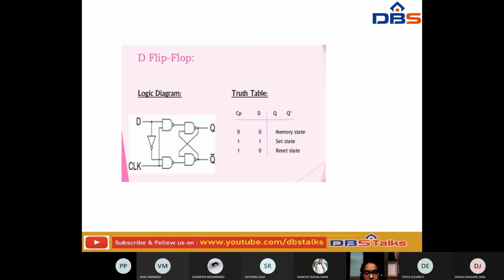How many states do we have here? How many states have we observed? The first one is the memory state, the second one is the set state, and the third one is the reset state. Okay.